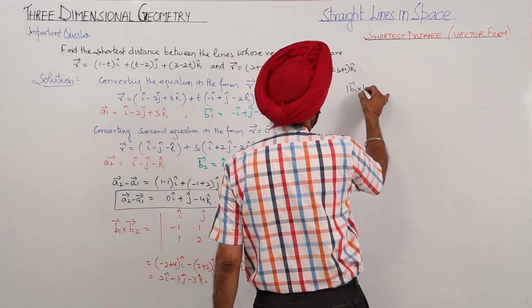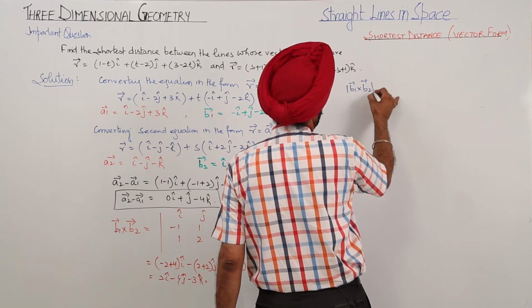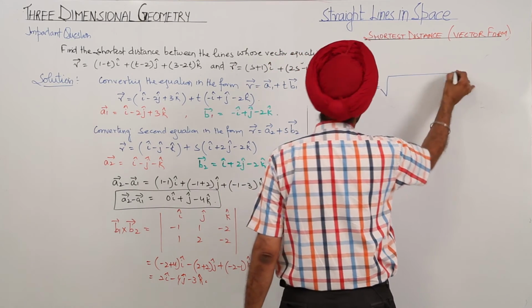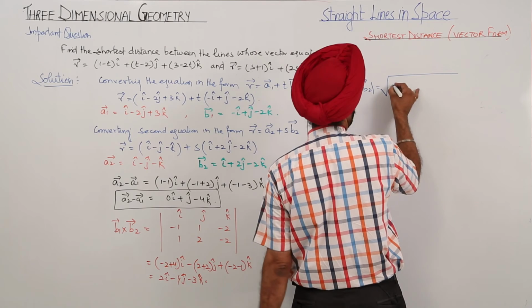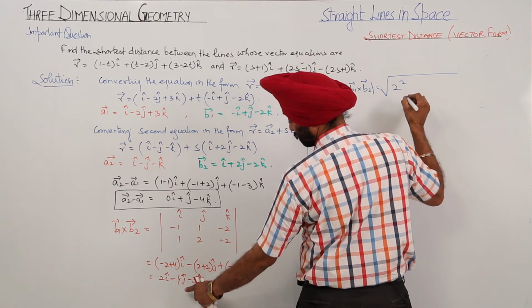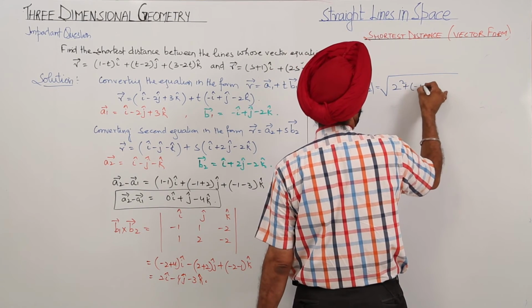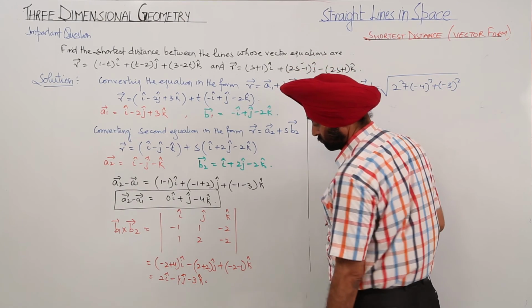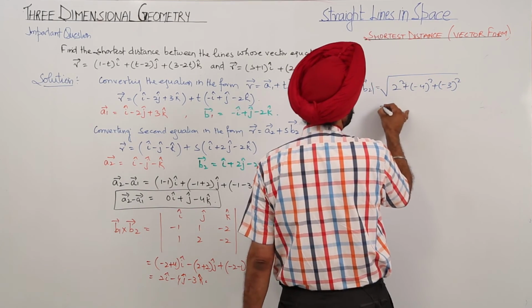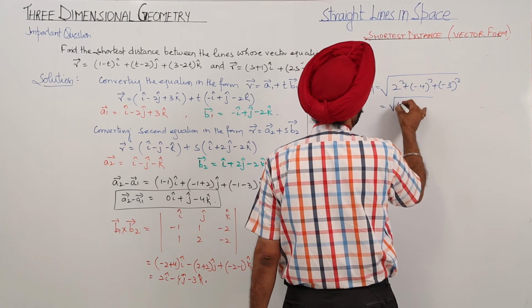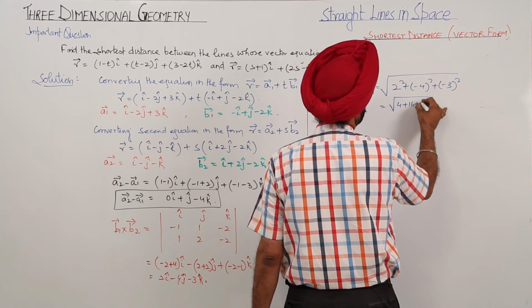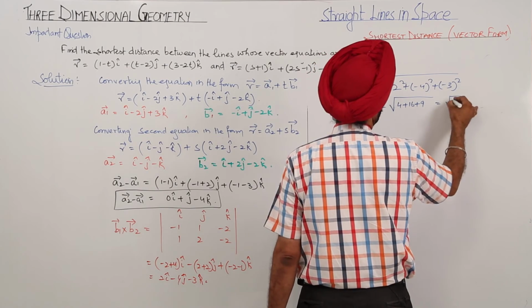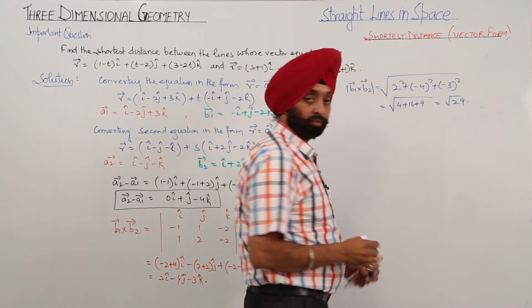Vector b1 cross vector b2, its magnitude. Now this becomes 2 square plus minus 4 square plus minus 3 square. Now this is square root of 4 plus 16 plus 9. This is equal to square root of 29.